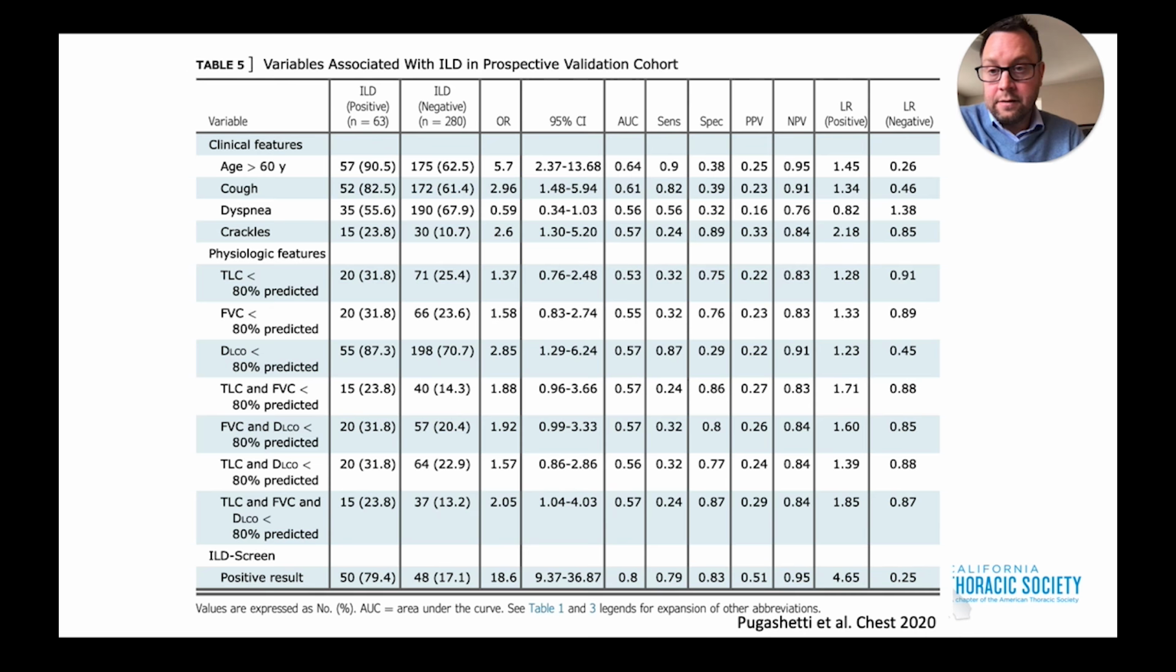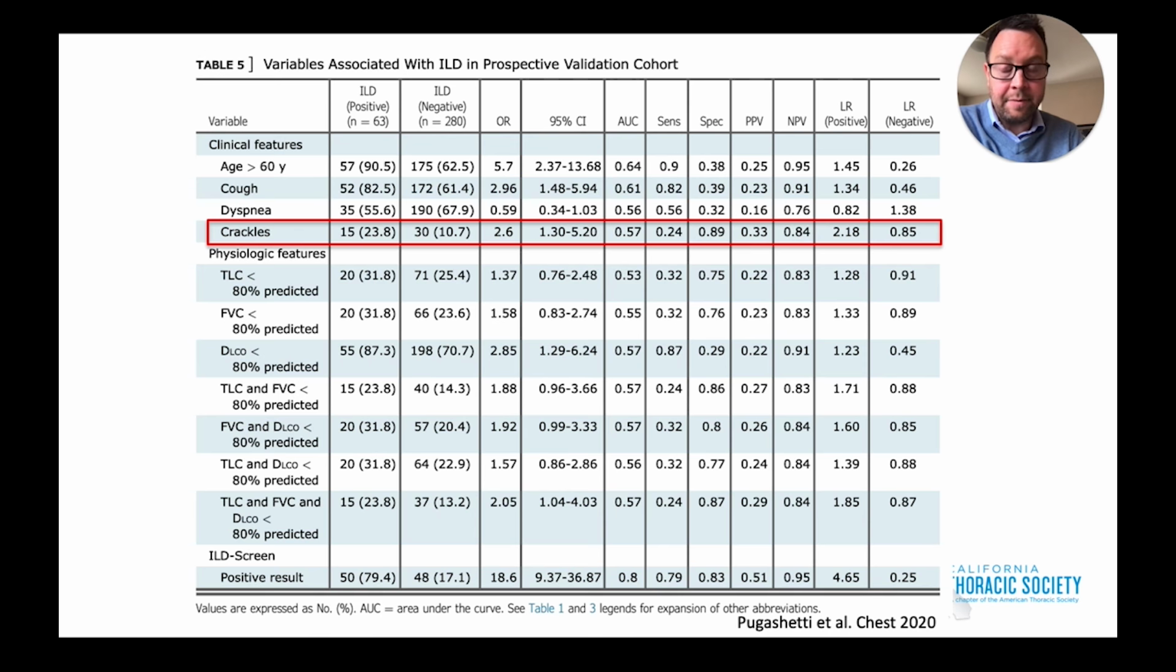So first, features that should not be ignored. Obviously, crackles are one of the most common physical exam findings in patients with pulmonary fibrosis. And you can see in this paper that we published in Chest last year, if you have crackles, the specificity for ILD is 0.89, which is strongly suggestive of the presence of pulmonary fibrosis or ILD if crackles are present. They're very poorly sensitive for the disease, but when heard are very helpful.